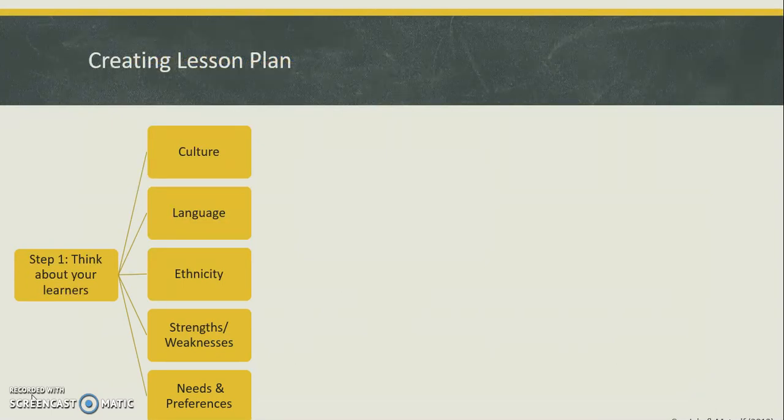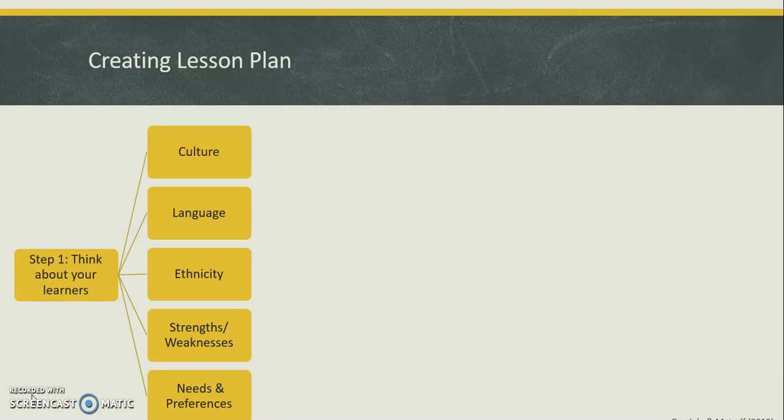While creating a lesson plan, there are 3 steps that you want to keep in mind. First, you want to think about your learners. This means that you want to consider things such as your students' culture, language, ethnicity, strengths, weaknesses, needs, and preferences when creating a lesson plan. As I've stated before, it is imperative that you get to know your students. You get to know all of the things about your students so that you're able to create a lesson for them that is able to reach them and be engaging in providing learning opportunities.